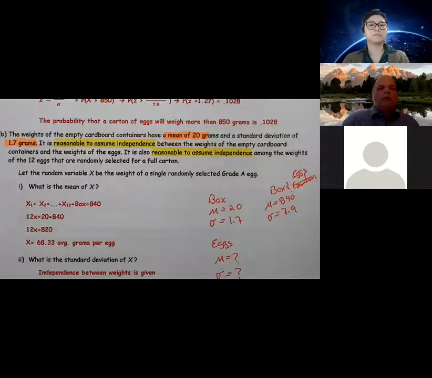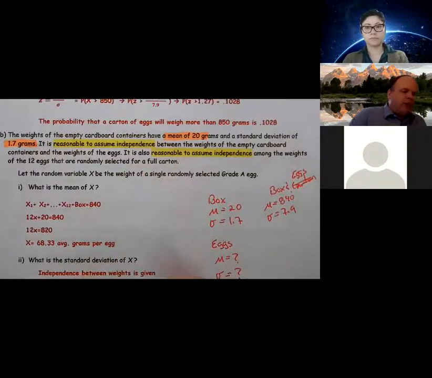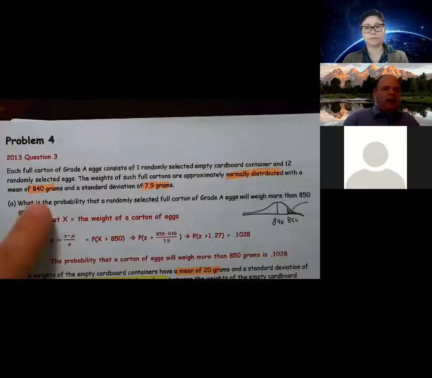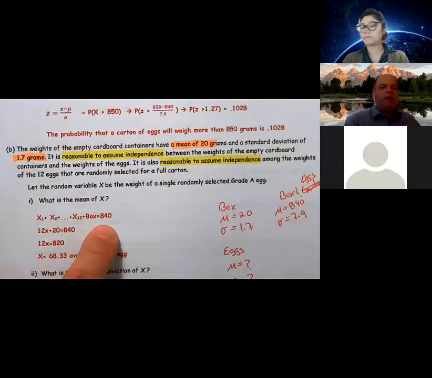So let the random variable x be the weight of a single selected grade egg. What's the mean of x? What they're saying is they want you to find out, on average, what you would expect a single egg to weigh. Well, they tell me the whole amount of the box, and they tell me this up at the top in the very stem, that the total amount weighs 840.